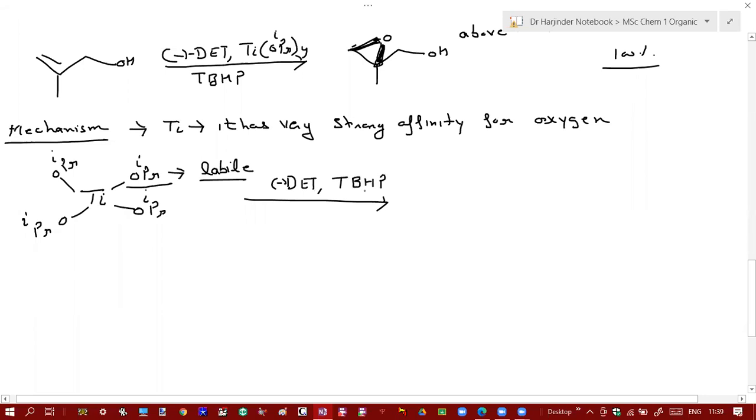So when you place it with them, it combines with the oxygen atoms of this diethyl tartrate and tertiary butyl hydroperoxide, as well as the oxygen atom of allyl alcohol. Okay, it combined with the oxygen atom of allyl alcohol, the oxygen atom of tertiary butyl hydroperoxide, and two oxygen atoms of this diethyl tartrate to form a complex.